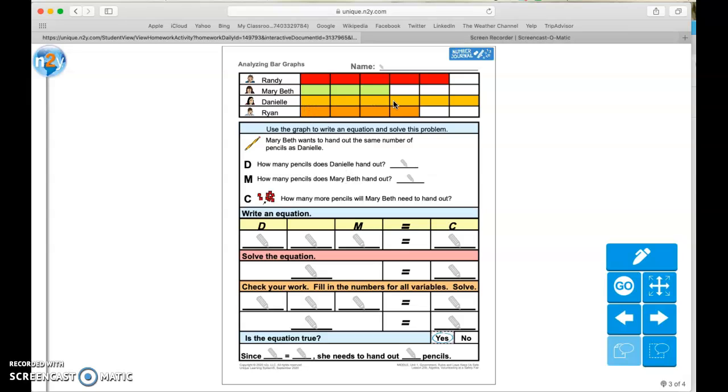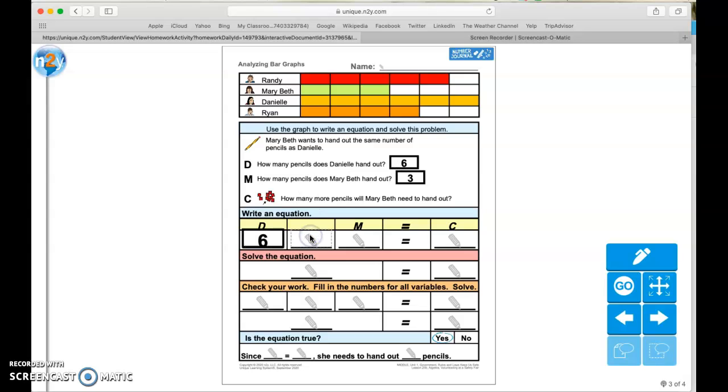1, 2, 3, 4, 5, 6. So Danielle hands out 6. Mary Beth hands out 1, 2, 3. Okay, this picture again, how many more pencils will Mary Beth need? Okay, so first we're putting D for Danielle. And she is 6, D6. We found those answers right there.